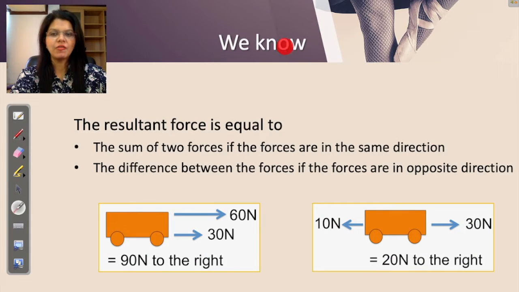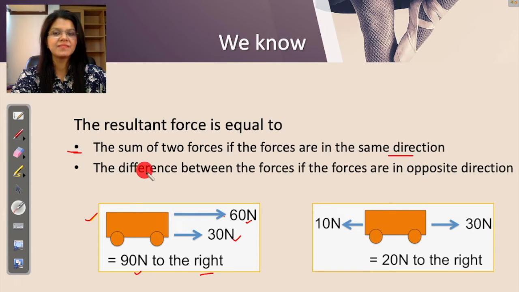We know that the resultant force is equal to the sum of two forces if the forces are in the same direction. If you look at picture number 1, picture 1 relates with the point number 1 here. Two forces in the same direction. You have two forces, 60 newtons and 30 newtons in the same direction. How do you find the resultant? You simply add them, 60 plus 30, 90 newtons to the right.